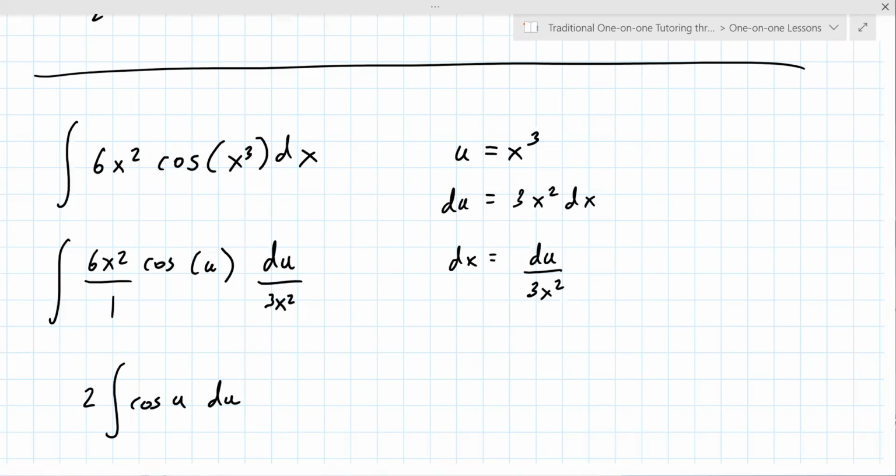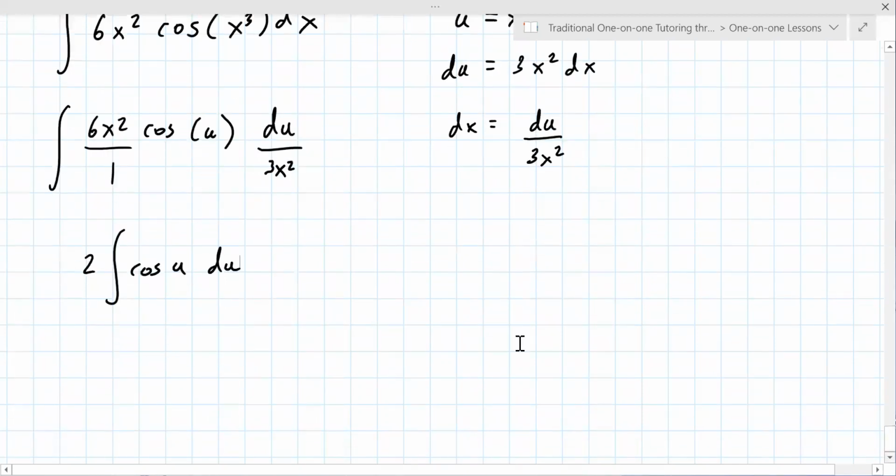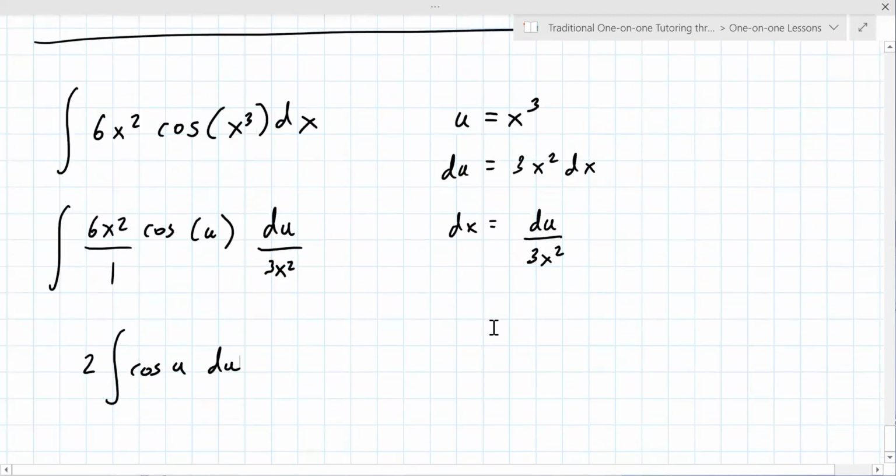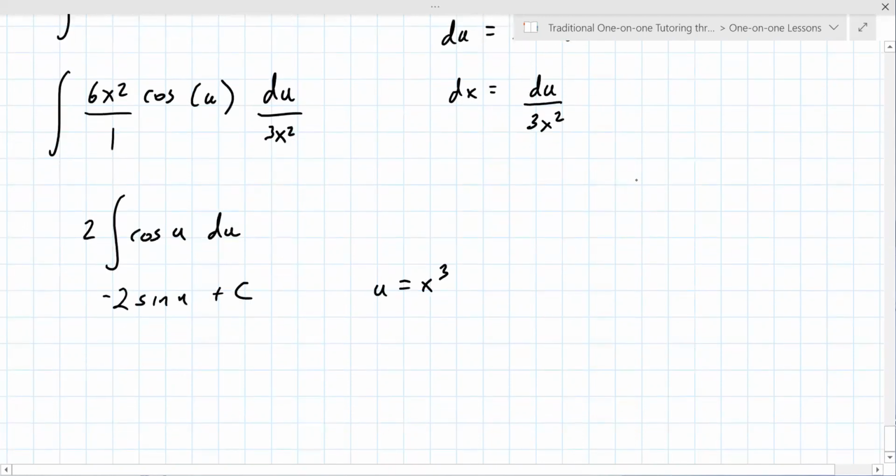Oh. 2 cos u. Yes, then 2 the sine, then negative 2 sine u plus c. Wait, u, why negative? Well, the derivative of, I'm sorry.